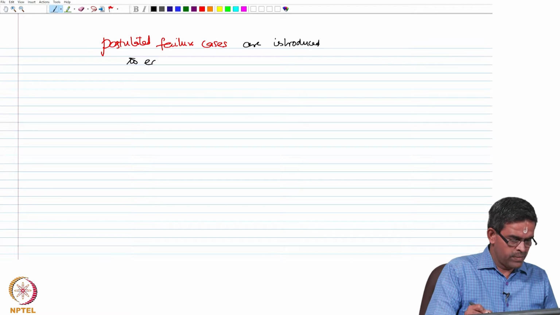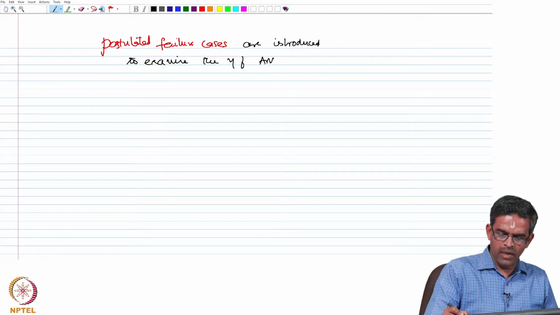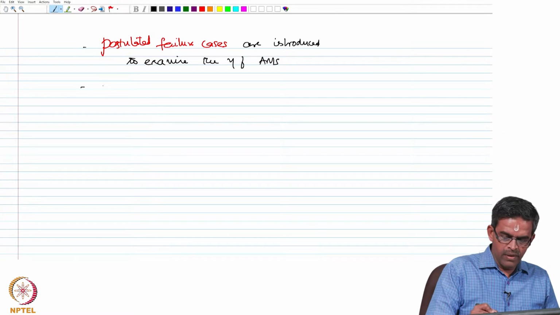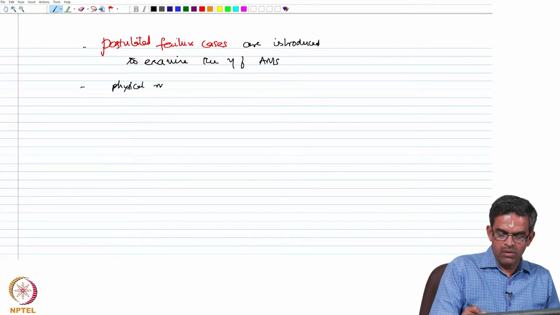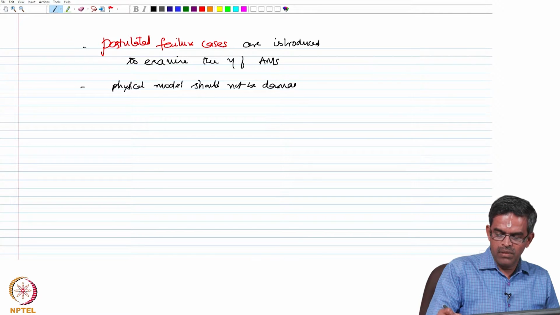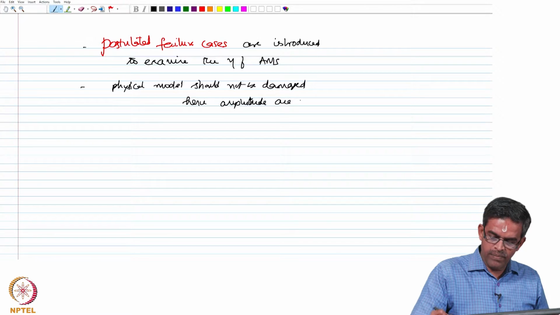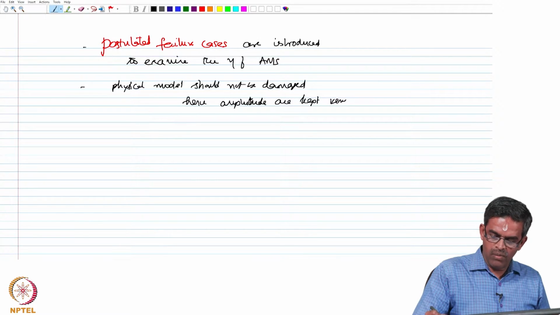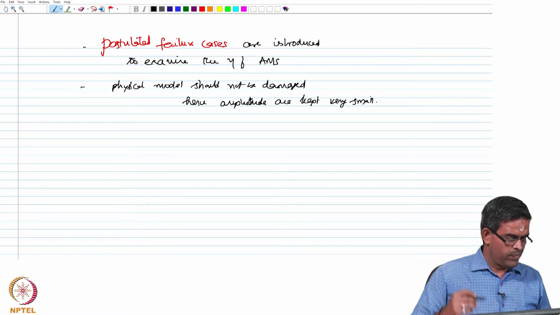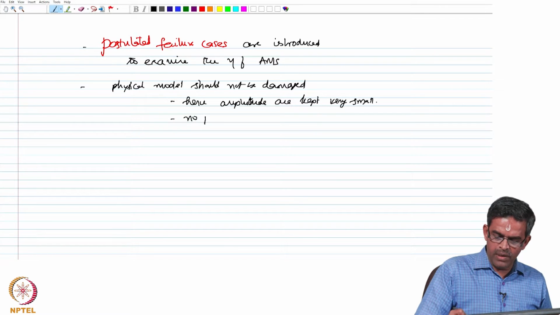to examine the efficiency of the alert monitoring system. However, the physical model should not be damaged, okay? Hence, the amplitude of waves are kept very small, so that no permanent damage is caused.